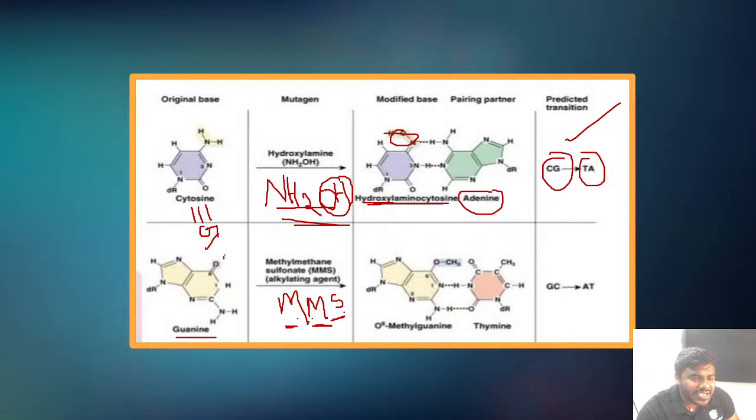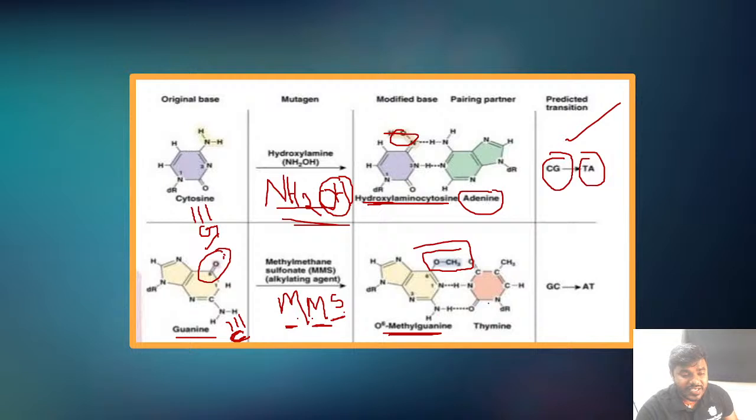So at the 6th position, which position? At the 6th position, you all can see the diagram. This MMS added the methyl group. So upon adding the methyl group, friends, guanine converted into O6 methyl guanine. Now originally guanine has to pair with what, friends? With 3 hydrogen bonds. It starts pairing with the cytosine.